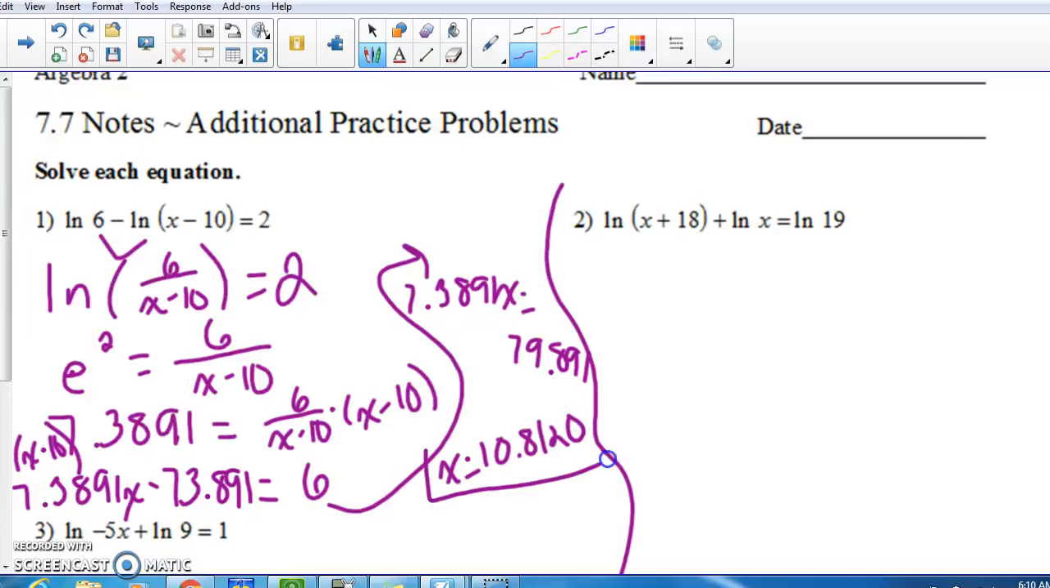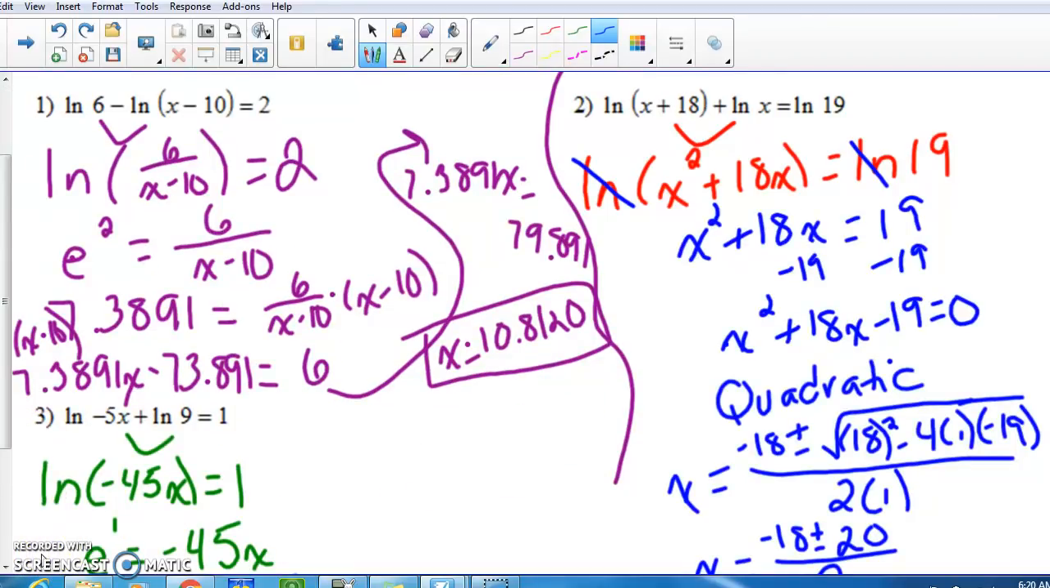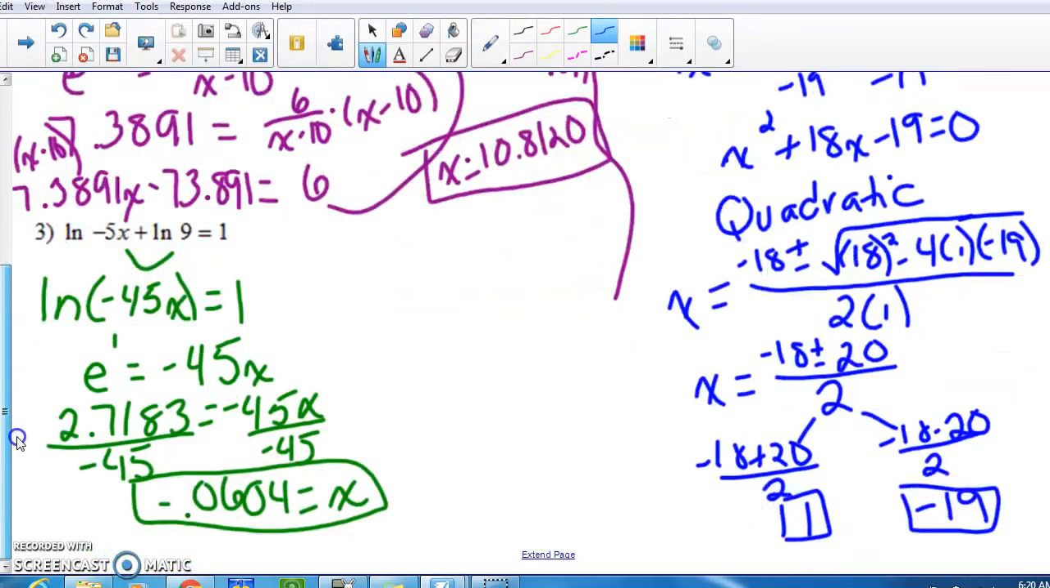Okay, so take a few seconds, pause the video, and practice it, and then you can bring it back in. Alright guys, so here are the answers I got. Hopefully you match up with me. If you look at number 2, when you combine it using properties, it ended up ultimately turning into a quadratic. So I had to use the quadratic formula, and I got 1 and negative 19.